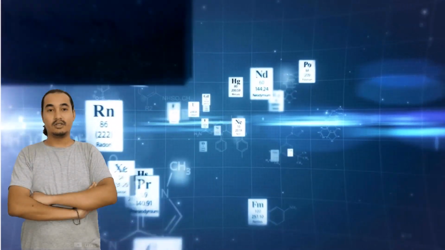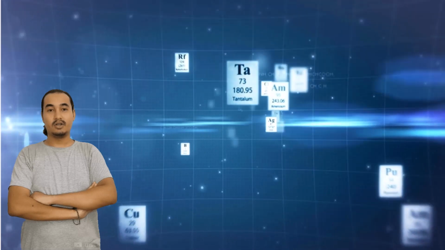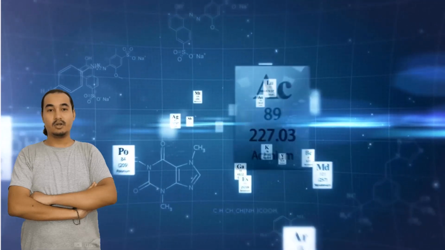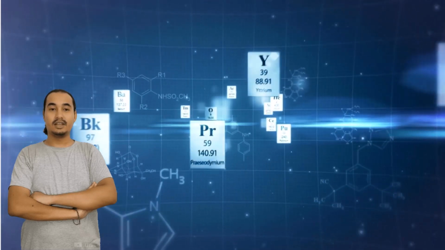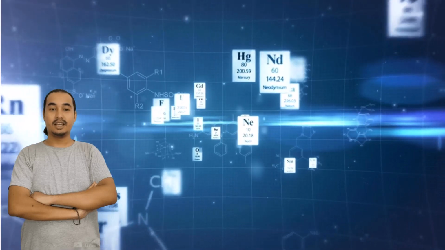The periodic table is a way of organizing the elements based on their atomic number, chemical properties, and physical properties. The elements are arranged in rows called periods and columns called groups. There are 18 groups in the periodic table, but only 8 of them are called main groups.